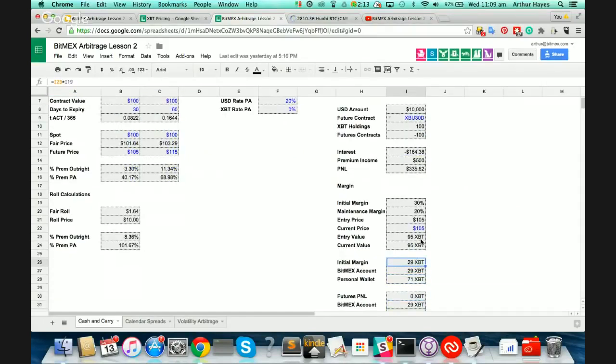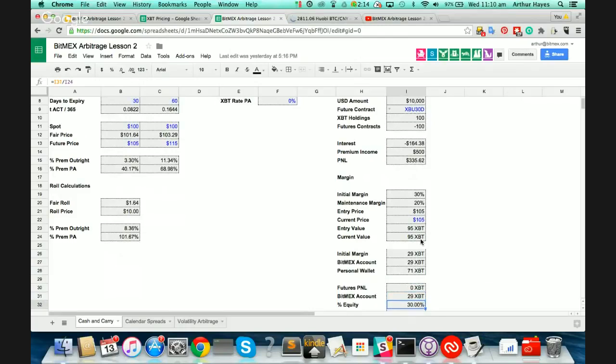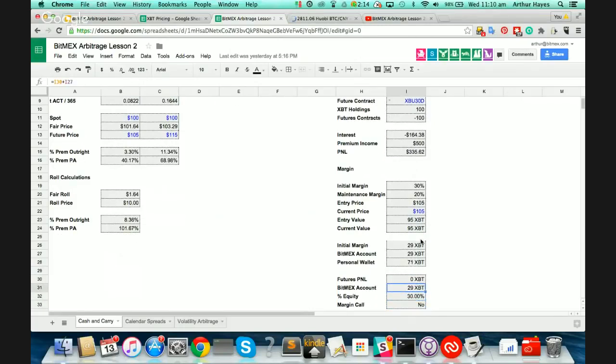We posted 29 Bitcoin of initial margin, which is the 30%. And now we've put that into our BitMEX account. So now we are fully covered in terms of initial margin levels. And we have 71 Bitcoin left in our personal wallet. Remember, we bought initially 100 Bitcoin with $10,000 that we borrowed. Right now, there's no profit or loss on our futures contract. And so our net BitMEX account is 29 Bitcoin or 30%.